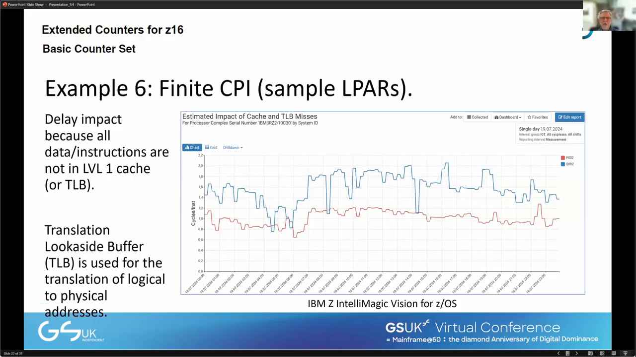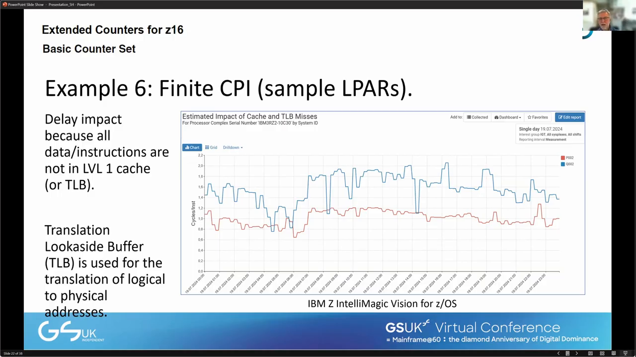So another example is referred to as the finite CPI, which is the delay cycles per instruction because not all data and or instructions are available in the level 1 cache or in the translation look-aside buffer. We're looking at two LPARs here on the same KEK. And clearly the blue LPAR Q002 has a higher impact of cache and TLB misses. It is suffering more than the red LPAR.